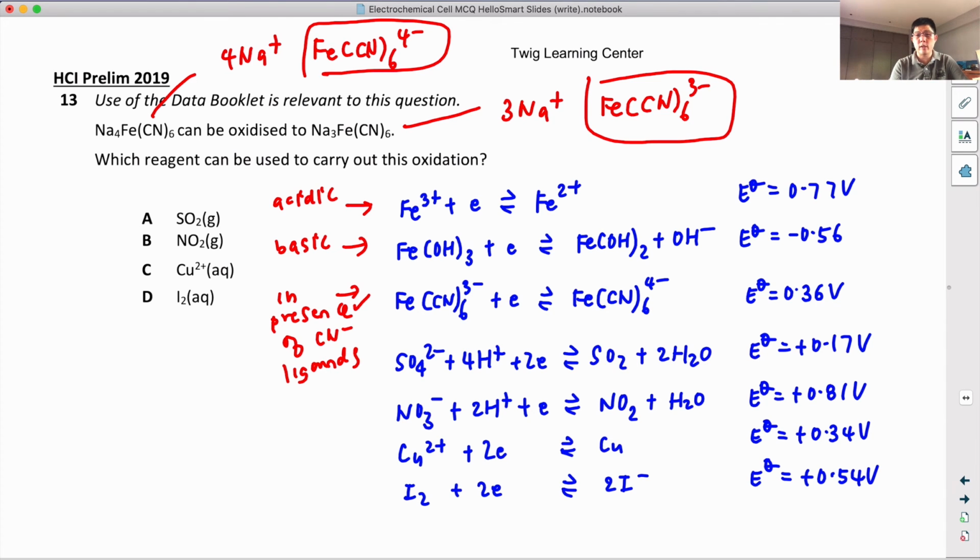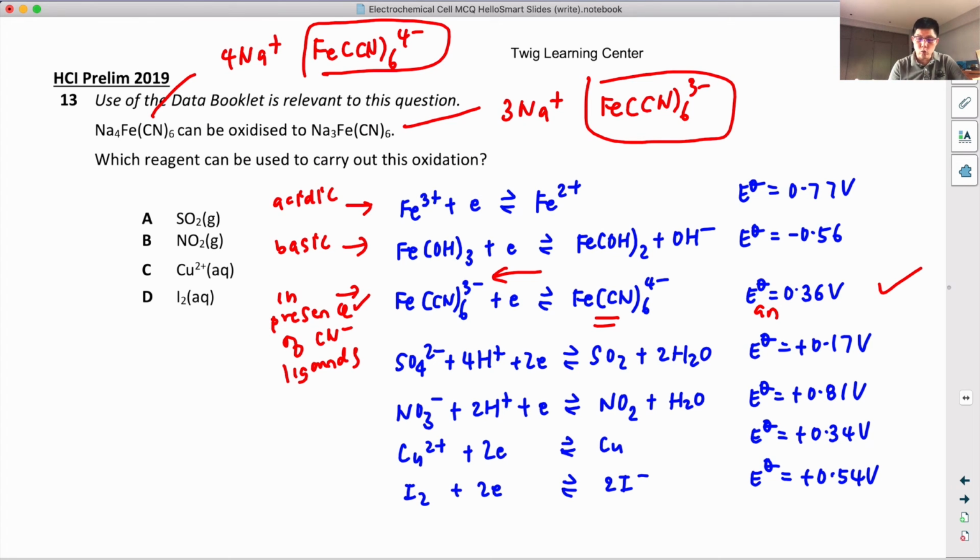Okay, so this is what you learn under transition metals. So you have both of them. I'm going to use this equation over here. This is the one that I have to use. So they say, which of the following can this be oxidized to this? All right, so this is going to be my E anode. So for any of them that is feasible, let's check.